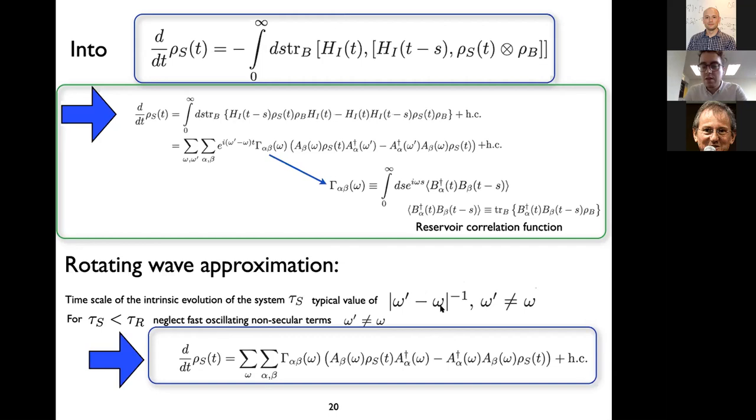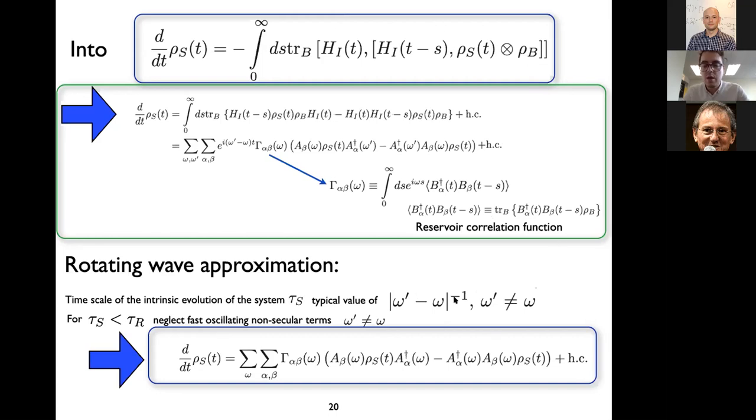So remembering that these omega values were defined as we introduced them, these omega values are determined according to the energy eigenvalues of our open system Hamiltonian H_S. So what this quantity basically defines is the inverse of the difference between energy eigenvalues of our open system Hamiltonian. And in this way, you can intuitively see that this timescale T_S will be of the order of this quantity.